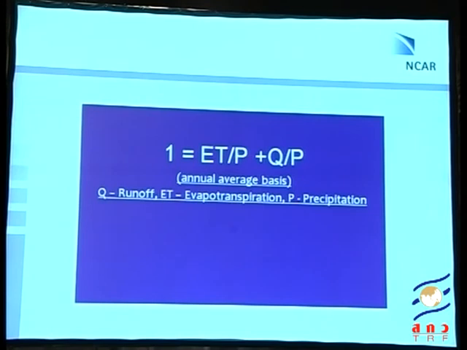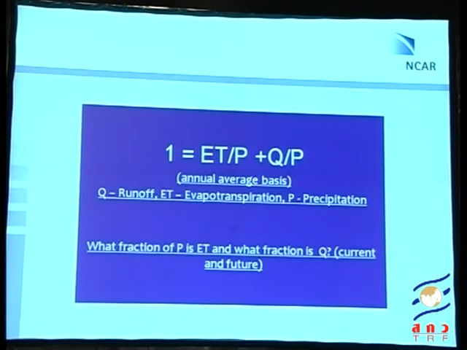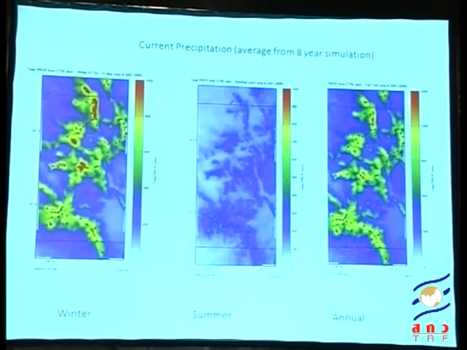So we have this ET over P, which is sort of the evaporation efficiency, and Q over P is the runoff efficiency. So the question is, over Colorado, over Thailand, what fraction of P is ET, and what fraction is Q? So think about that. How much of your precipitation is evaporated in Colorado? All right, so put that into your head, and we'll come back to it.